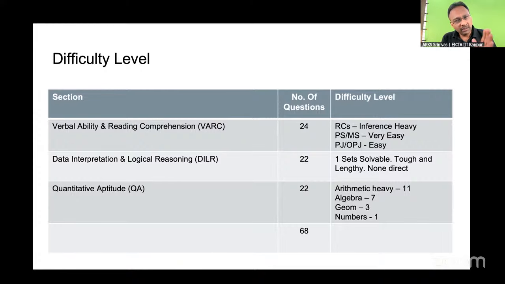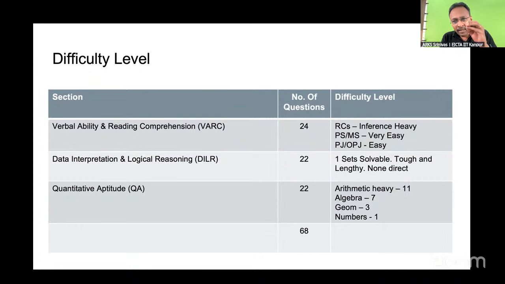Quantitative aptitude, again, slot 2-wise, when I look at it, it is arithmetic heavy. 11 questions out of 22, that's 50%. If you really can get all the 11 correct, chances are that you will get your 99 percentile with just arithmetic and nothing else. However, that's very unlikely for a lot of people. First, you attempt all 11 and then get all 11 correct is not an easy proposition.